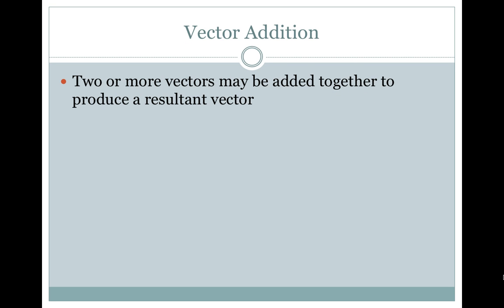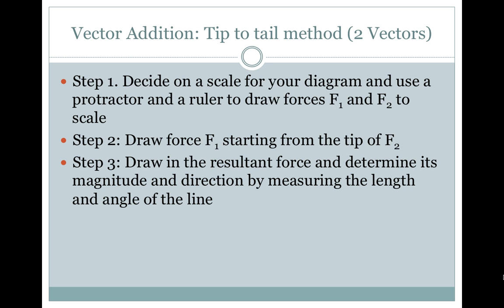Vector addition. Two or more vectors may be added together to produce a resultant vector. There are different ways to add vectors. This is the tip-to-tail method. You can do this with two vectors. Step 1. Decide on a scale for your diagram and use a protractor and a ruler to draw forces F1 and F2 to scale. Step 2. Draw force F1 starting from the tip of F2. Step 3. Draw the resultant force and determine its magnitude and direction by measuring the length and angle of the line.